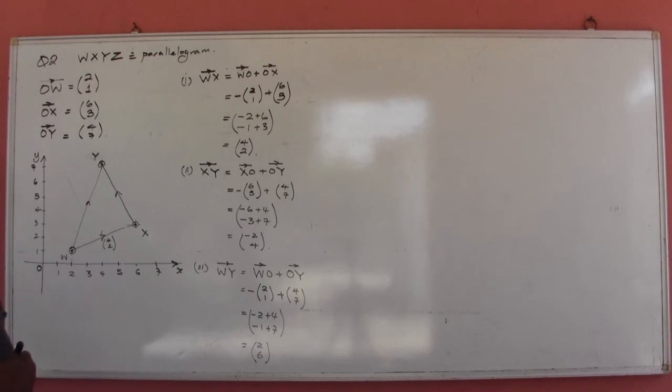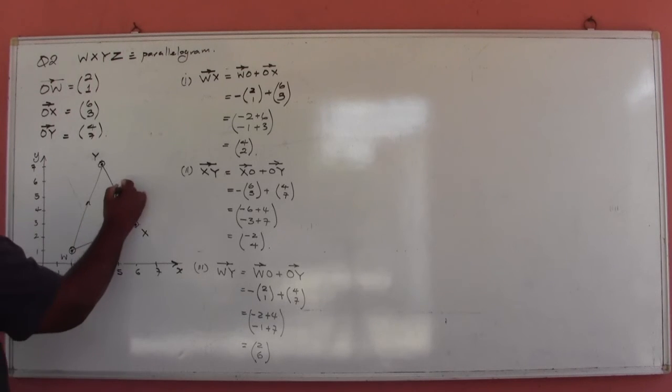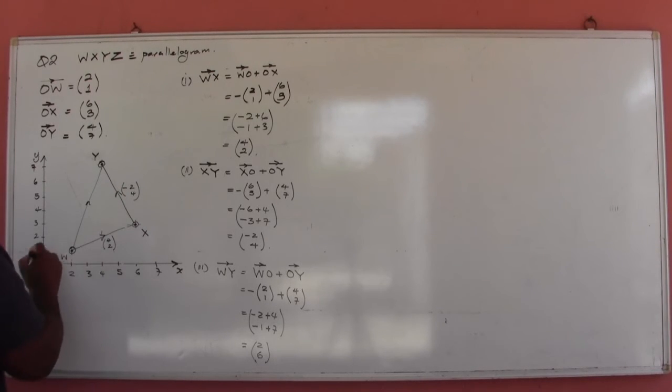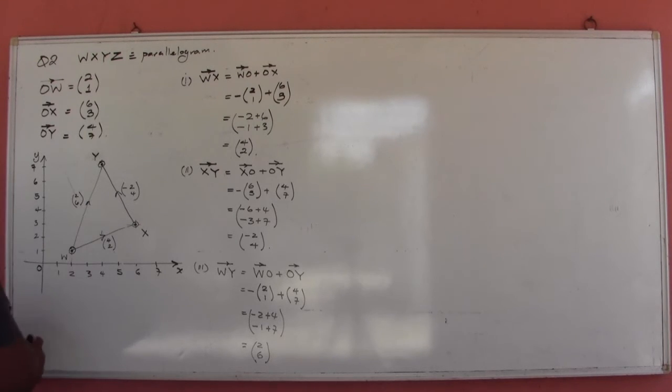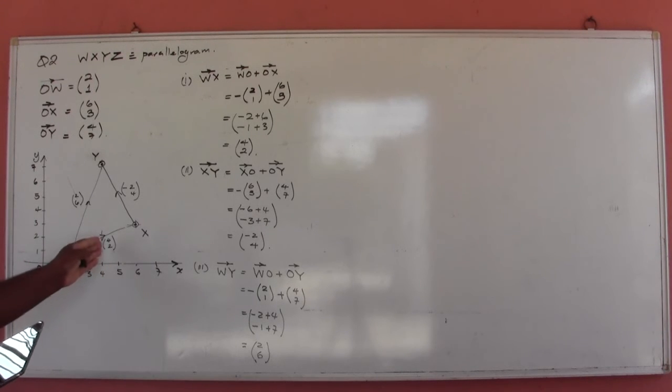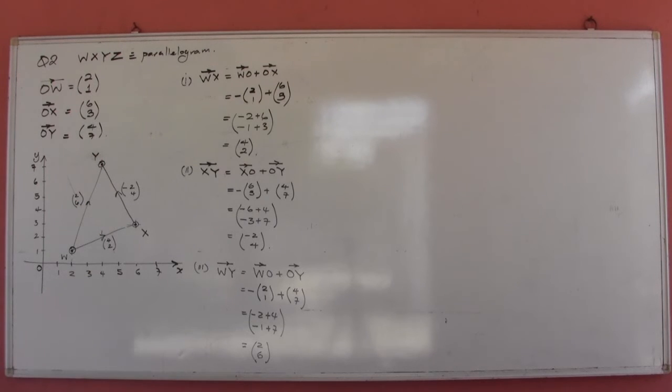WY is (2, 6). That's simply telling me that moving from W to Y, I must go 2 to the right and 6 up. Alright, we're asked to find OZ. We need to determine where Z is.